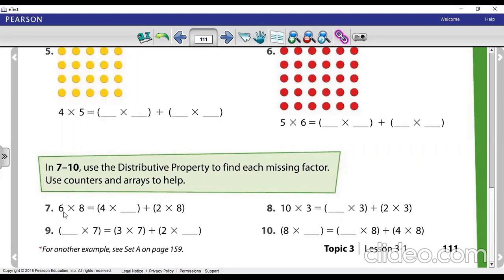Question 7. 6 multiplied by 8 equal. We write the 6 as 4 plus 2, and the 8 will remain the same. I will write the 8 again, okay? It's multiplied by 8 here, so the 4 here is multiplied by 8 also, plus 2 multiplied by 8 again. So the 8 is here two times, and we write the 6 as 4 plus 2, okay?